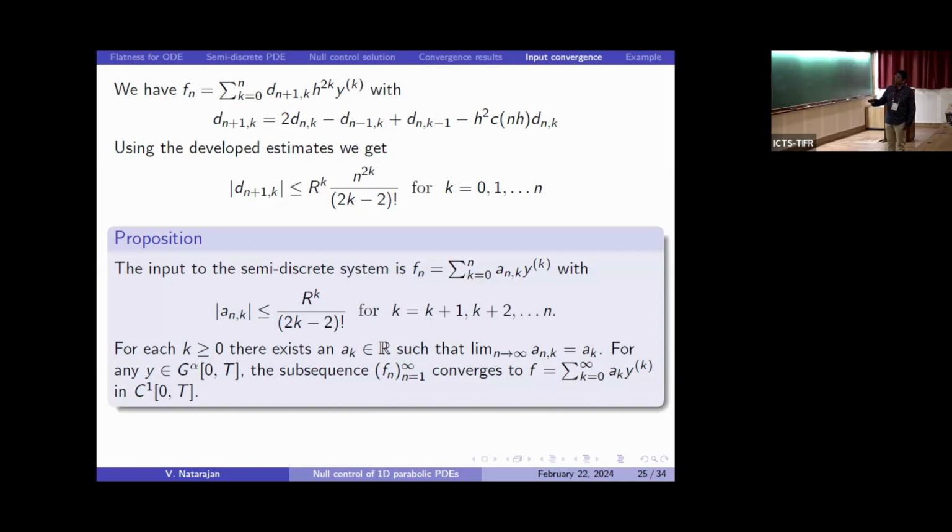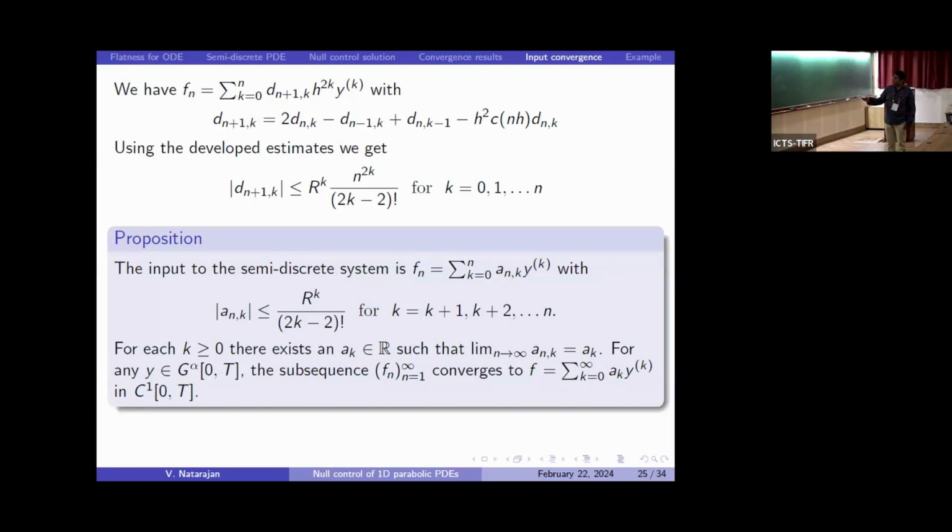Now, for every k, as n goes to infinity, this is a bounded sequence, right? And naturally it has a converging subsequence, but in fact you can show that the limit as n going to infinity of a n k is in fact some constant a k. All right. So you have shown that these coefficients in fact converge. So the coefficients converge to a k.